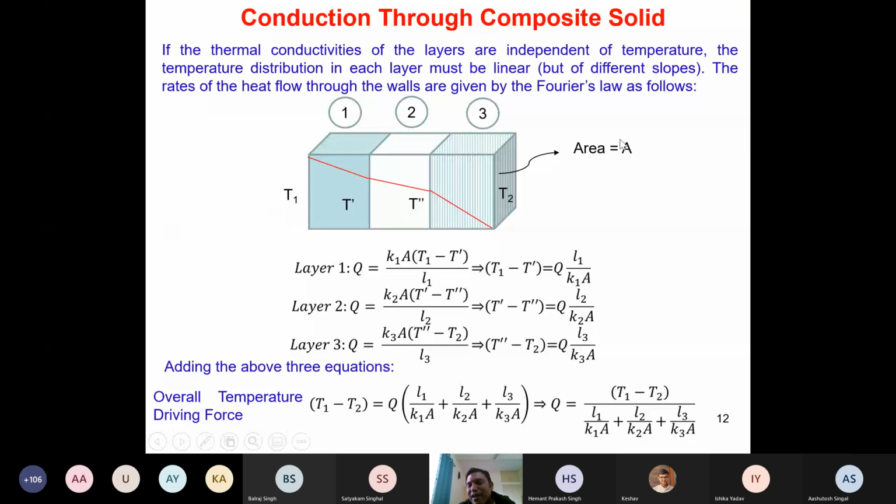And the heat transfer area is same. That is why the Q should be same in layer 1, layer 2, layer 3. So there is no accumulation, there is no generation. Did you get it? Yes, sir. If there is accumulation or generation, then Q could be different in these 3 layers. Otherwise, in steady state, the Q will be same.